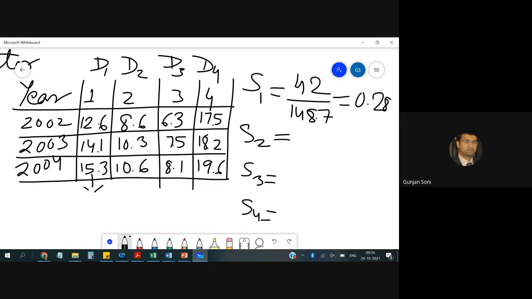Yukta, S1 we have already found out, that is 0.28. Sorry, sir, that is the value of S2. By mistake I wrote this. Okay. So S2 is 0.2, S3 is 0.15, and S4 is 0.37.